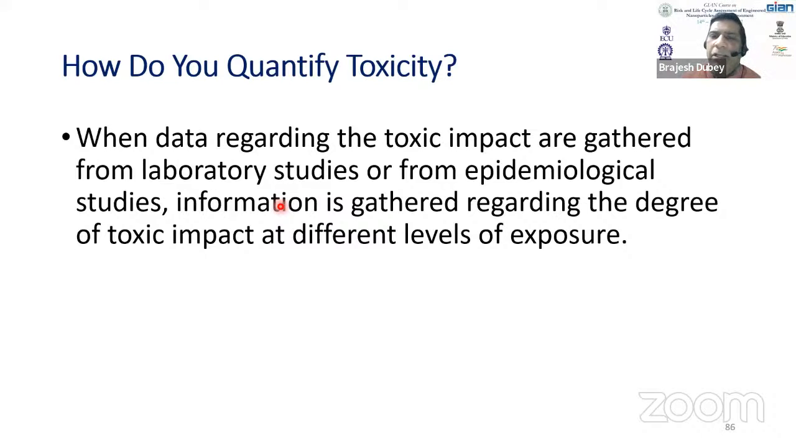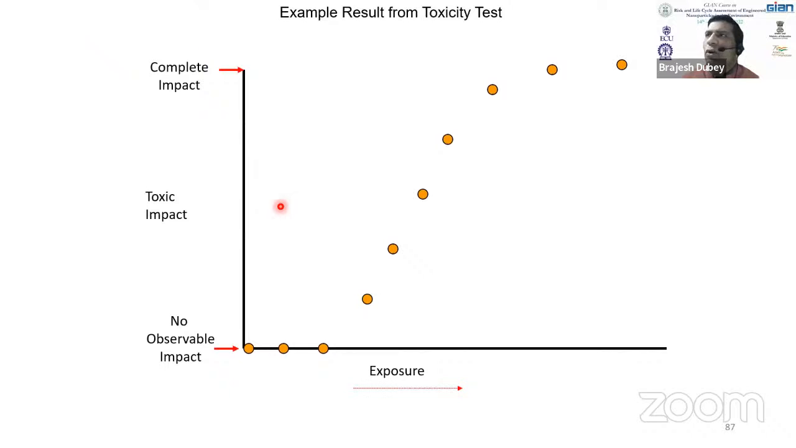So how do we quantify? We try to get lab studies or epidemiological studies, as I mentioned earlier, and we look at the different toxic levels. So we come up with this, the typical curve of dose response. This is the exposure. This is the impact. We start from the beginning, and up to a certain limit there is no impact, so it's basically zero. But then you start gradually seeing more and more impact, and then you see a plateau. It gets flattened here. That's your complete impact. So it's a dose response curve.